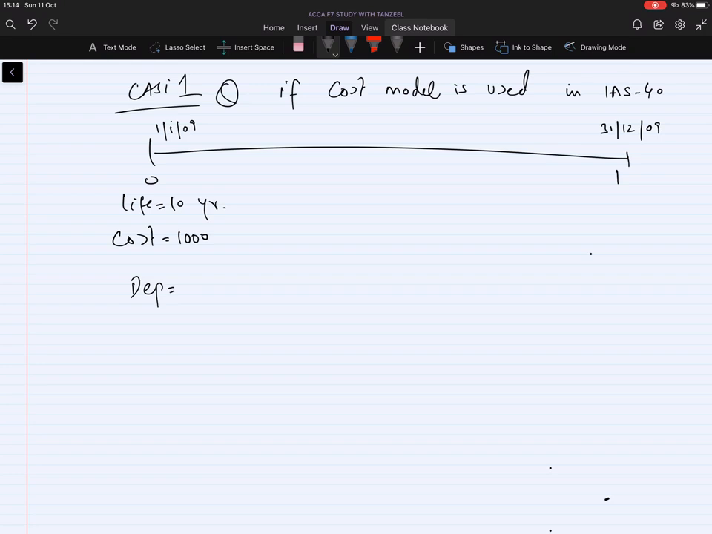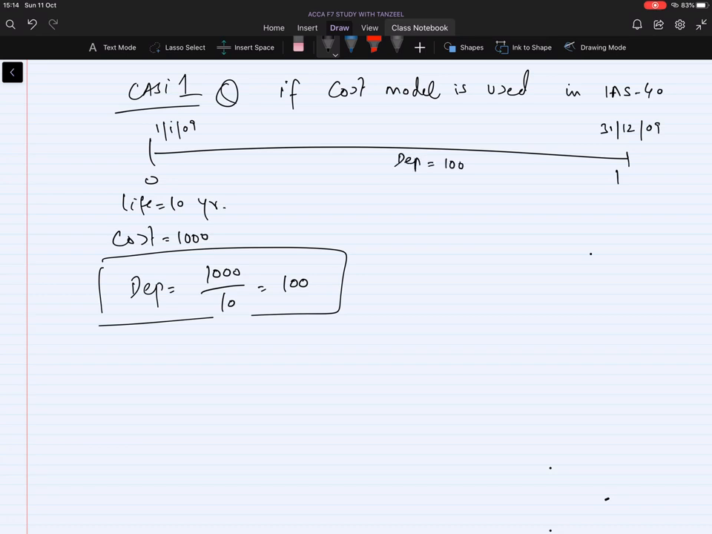The depreciation will be 1000 minus scrap value, divided by 10. We don't have any scrap value, so 1000 divided by 10 means 100 is your depreciation. So for this year, the depreciation is 100. The net book value at this point will be 1000 cost minus depreciation of 100, which means the net book value is 900.